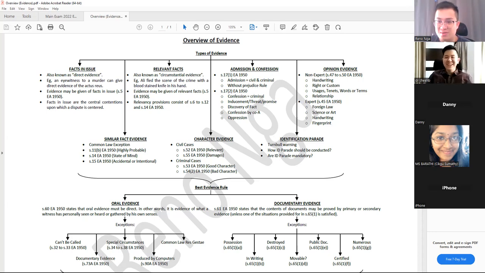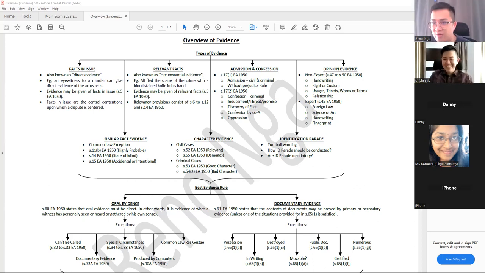Facts in issue actually refer to direct evidence, number one. And then subsequently, it must be perceived by our five senses. That means you must see it, you must hear it, you must feel it, you must smell it. Then this is called direct evidence in the court, or what we call fact in issue. This evidence is very powerful because you see it yourself. It's not coming from any other inferences. Okay, very good.